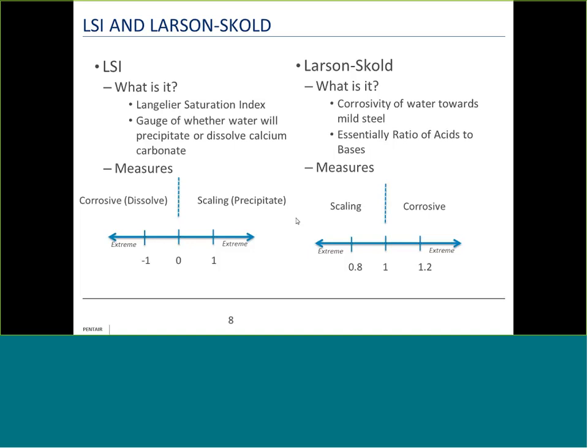And this scale is centered around 1, where less than 1, it is going to be scaling, and greater than 1, it will be corrosive. And this accurately indicates that this water will cause corrosion on the steel. The higher that number is, the faster that corrosion will take place.